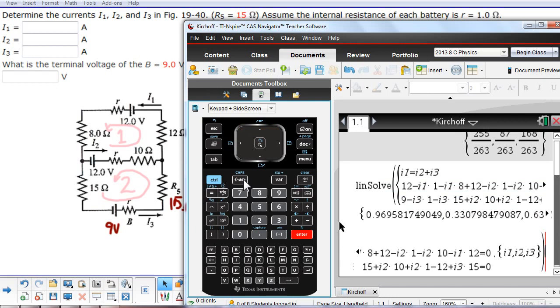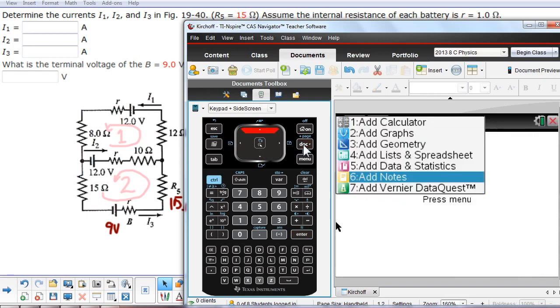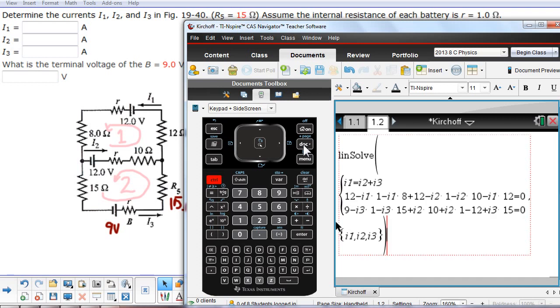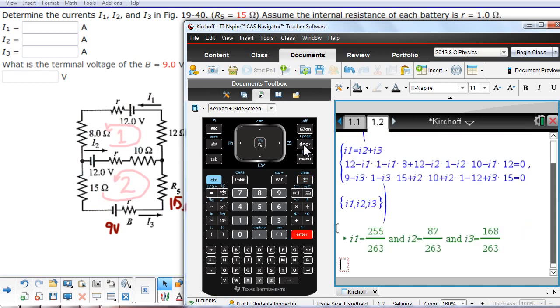Let's add another page. This doesn't work if you're using the scratch pad. You need to be in a document. If you add another page, like a notes page, and I'm going to paste what we had done before, it wraps. And this time, since I'm using CAS, I'm just going to use solve instead of the lin solve. And I press Enter, and then again, it does some nice wrapping.